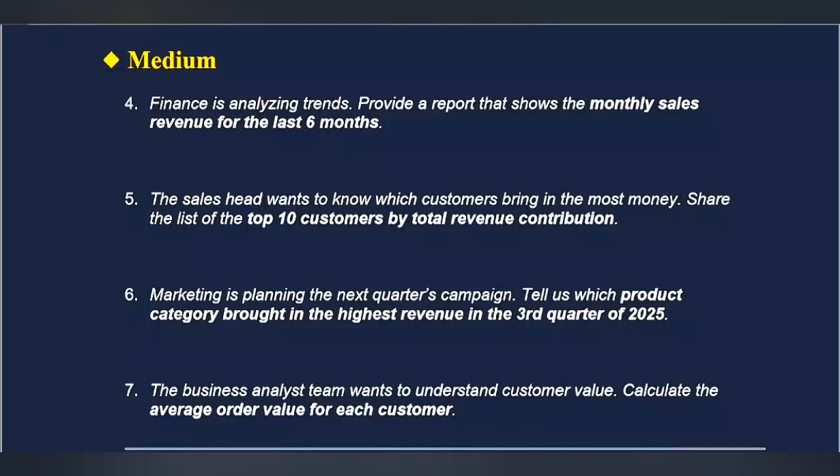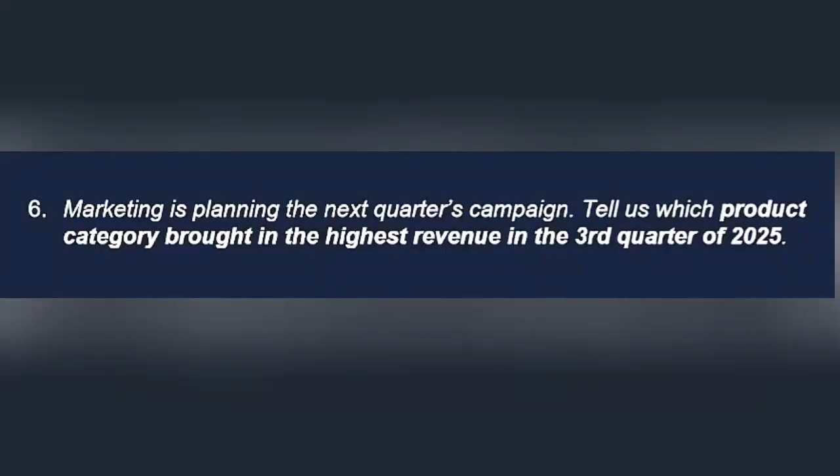In this project, we have solved a few easy and medium queries already, and now we are moving to another medium level question. Question number 6 says: marketing is planning the next quarter campaign. Tell us which product category brought in the highest revenue in the third quarter of 2025.